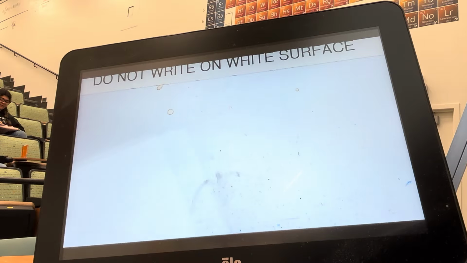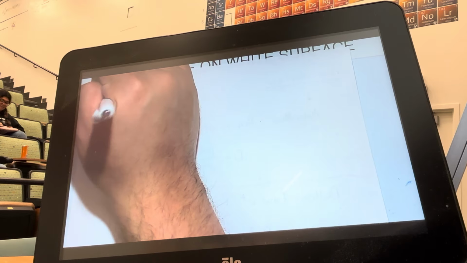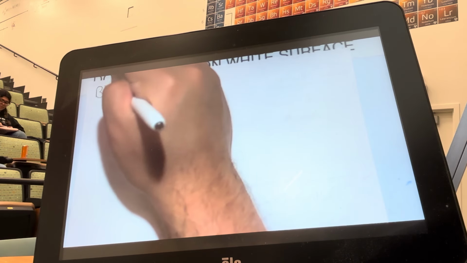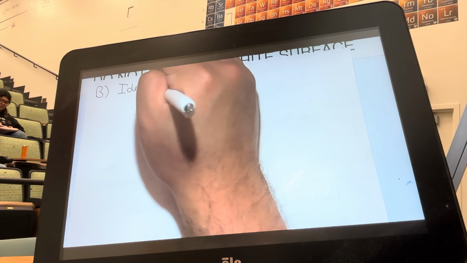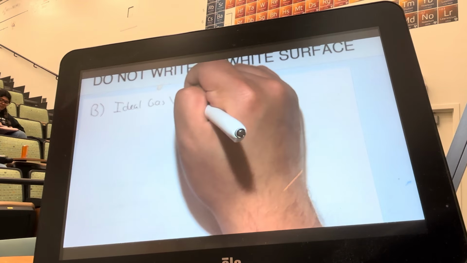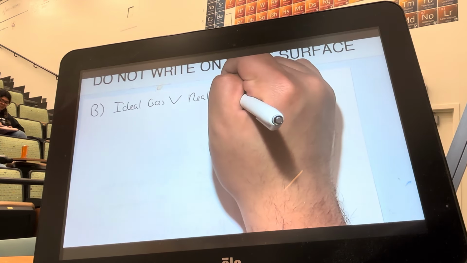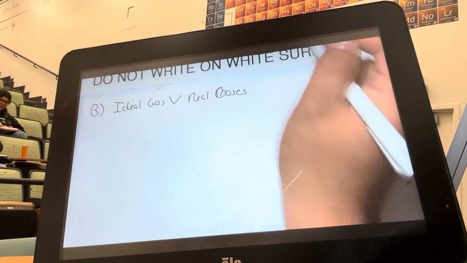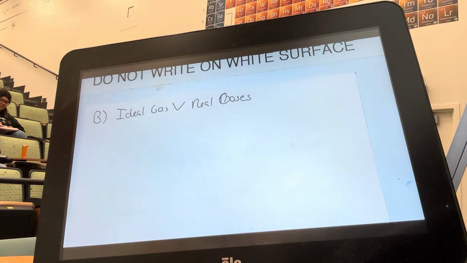All right, so might as well just keep going. The next big lecture topic is going to be ideal gases versus real gases. All right. Ideal gases versus real gases.